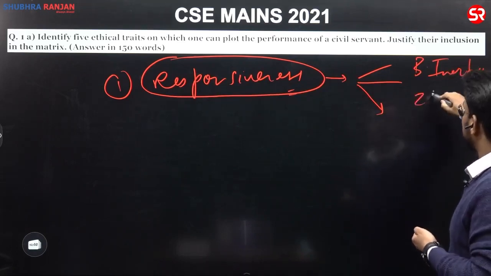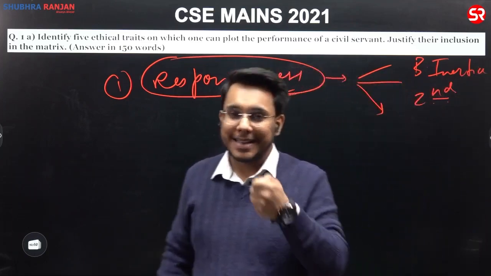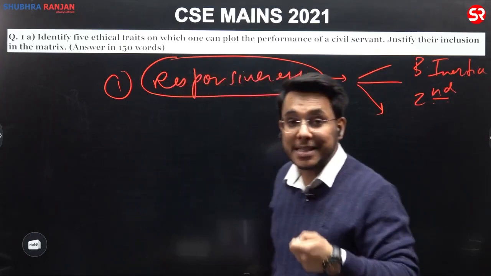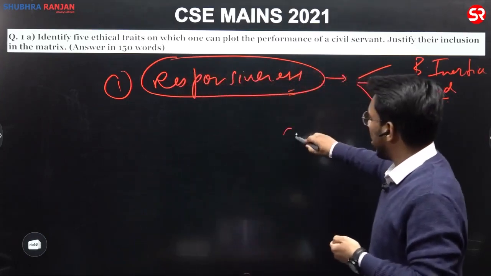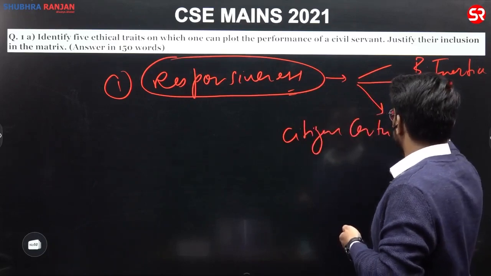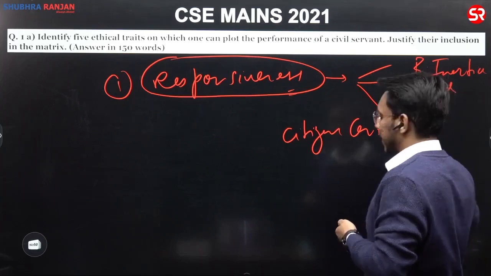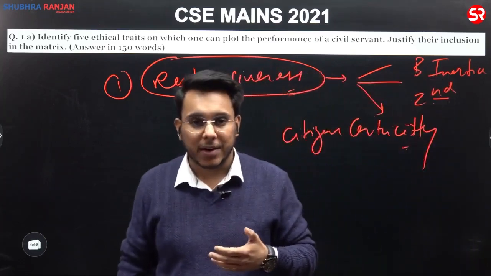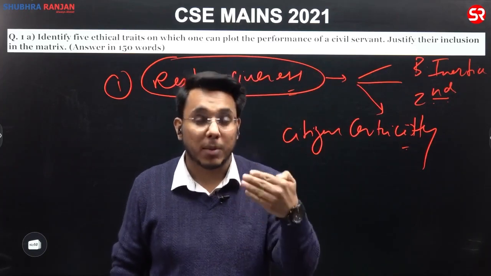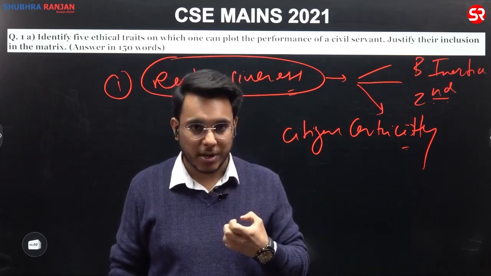Secondly, if you read the second ARC, it said that the problem of bureaucracy in India is that it is not citizen centric. So there is a need of citizen centricity in the bureaucracy. Why are the bureaucrats not citizen centric? It is because responsiveness is missing there. They are not able to respond to the problems of people. They are not able to respond to the crises that are emerging in the society.